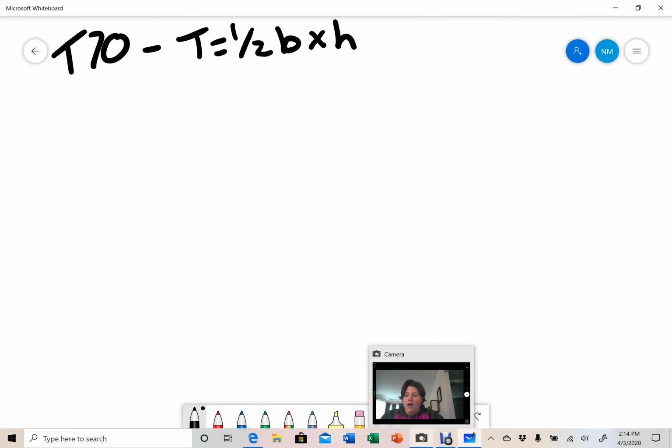All right, so now what happens when we have two triangles? So let's look at corollary 70-1. Any two triangles are to each other as the products of their bases and their altitudes. Okay, so we have corollary 70-1.